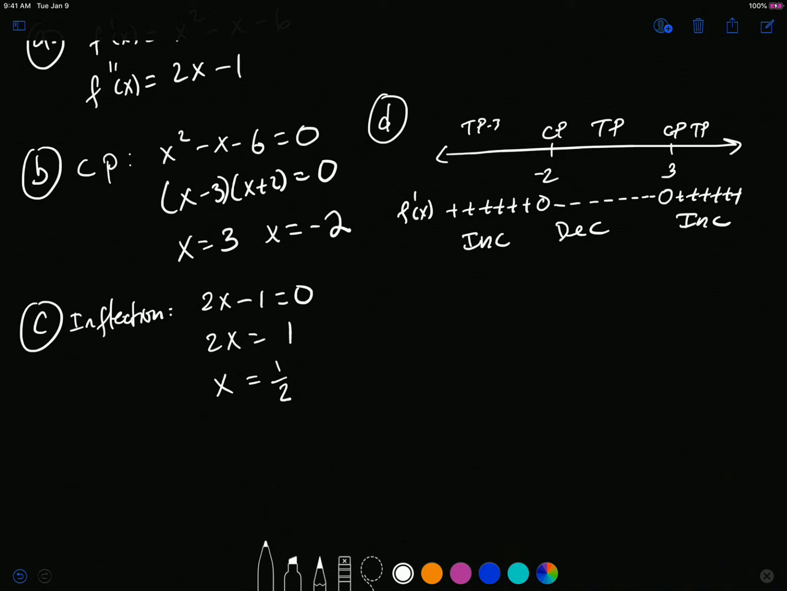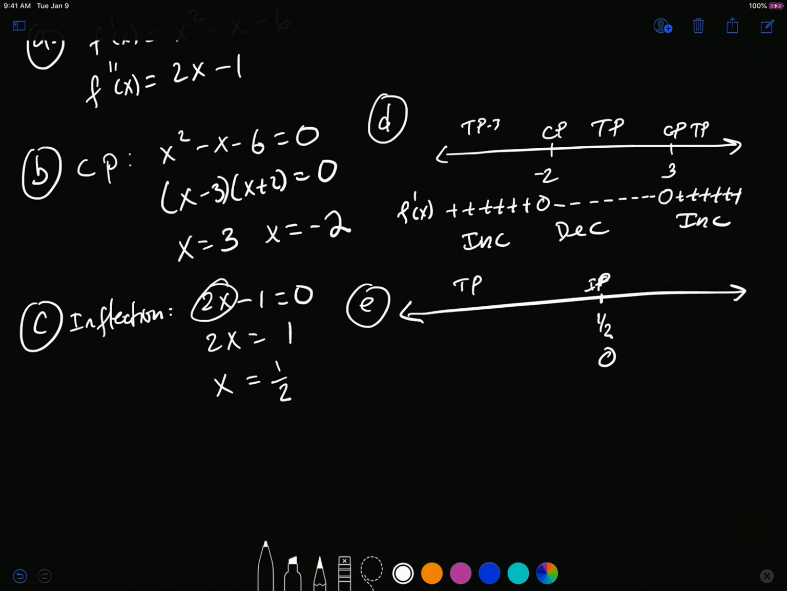Step E, the sign chart. So for step E, you go all the way across like so, and then you put your inflection point, which is 1/2, somewhere around here. This is your inflection point, IP for inflection point. It's going to be 0 right here. And then you're going to have to plug in a number over here, say a test point of 0.